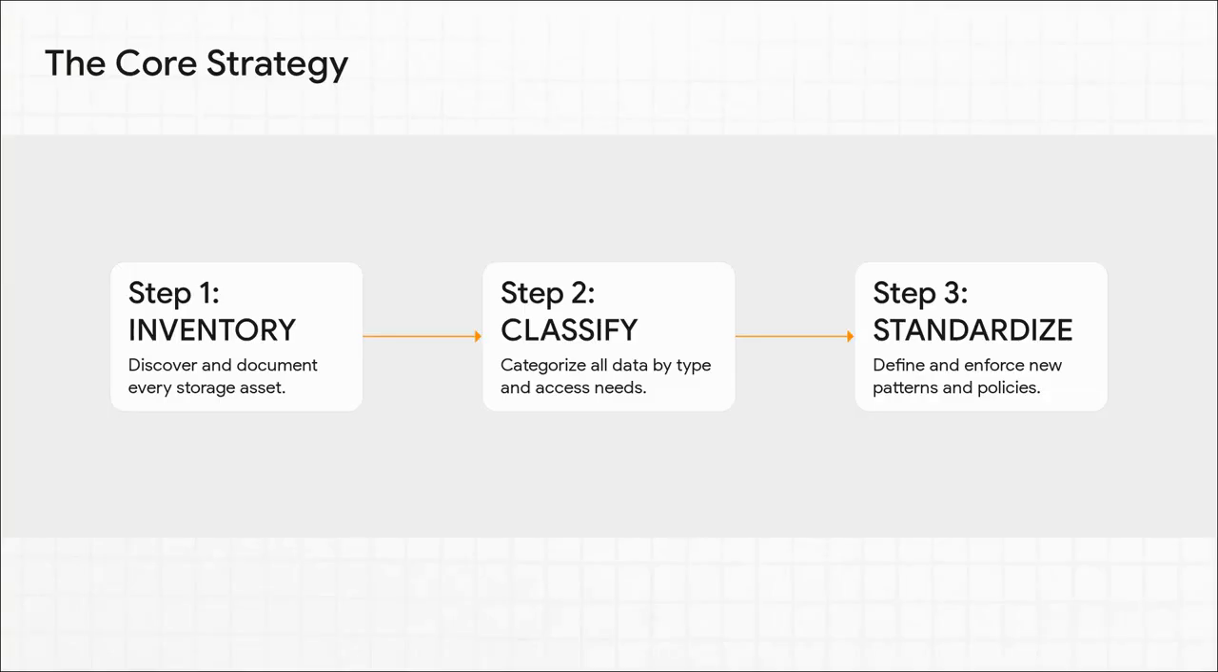First, inventory. You can't manage what you don't know you have, so we had to find everything. Second, classify, because not all data is created equal, right? Logs are different from backups, which are different from active user data. They all need different rules. And third, standardize. This is where we define the right way to do things from now on, to make sure we never, ever end up in this mess again.